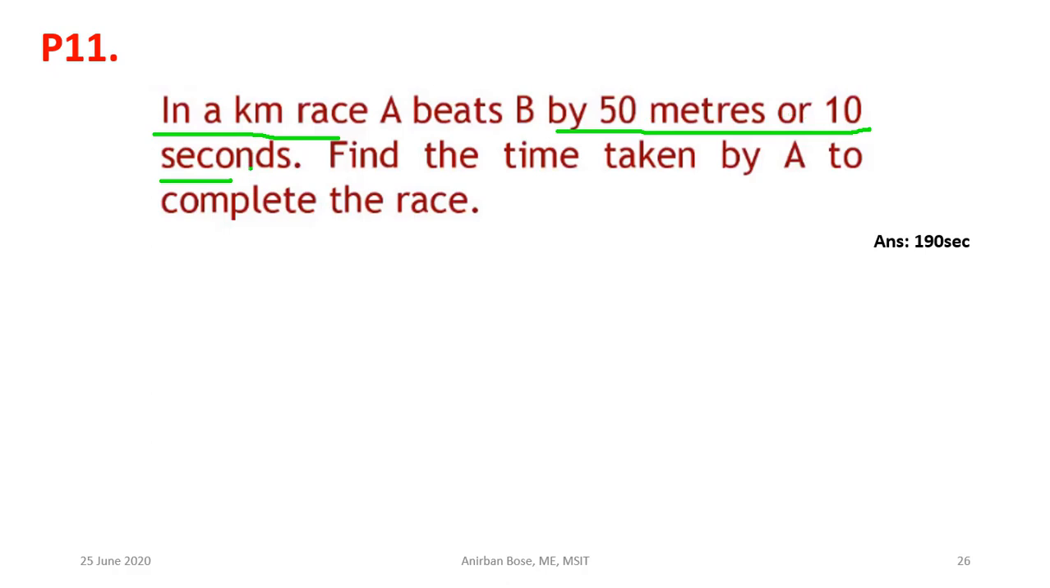Or in 10 seconds. So here this 10 seconds is the time taken by B extra. So in this 50 meter distance, B actually traveled in 10 seconds. So from this information you can find out the velocity of B. So what is the speed of B? So speed of B is basically 50 meters in 10 seconds. So 50 divided by 10, so 5 meter per second. So this is the speed of B that we get from the first information.